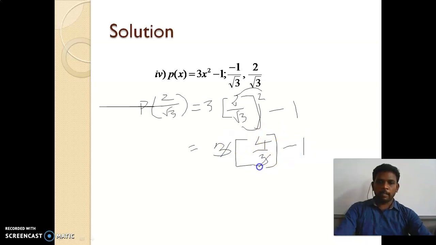And this 3 gets cancelled. So equals 4 minus 1, which is 3. So this is also a non-zero value. Therefore, what is the conclusion here? So 2 by root 3 is not a 0 of this polynomial.